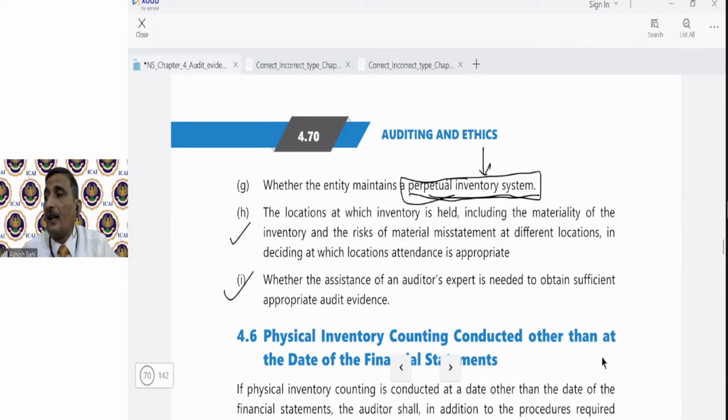Yes, Rito, these matters are considered. Yes, these matters are considered. You are right, Rito Banerjee. These matters are considered before the inventory attendance is planned.